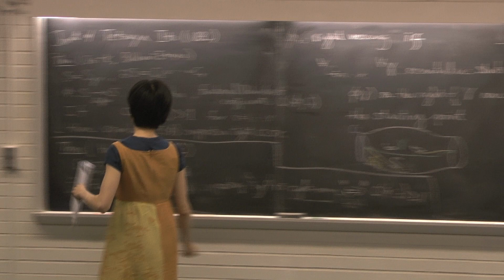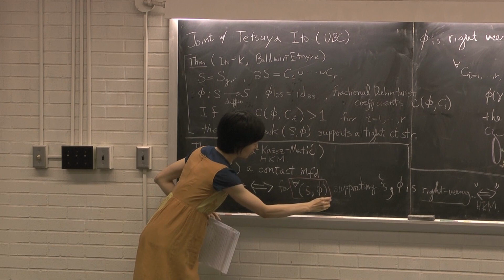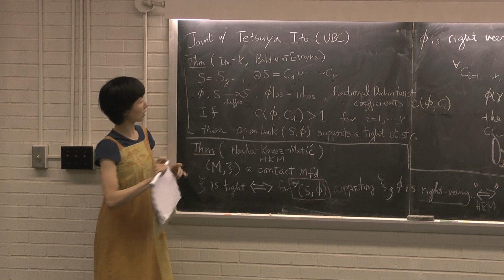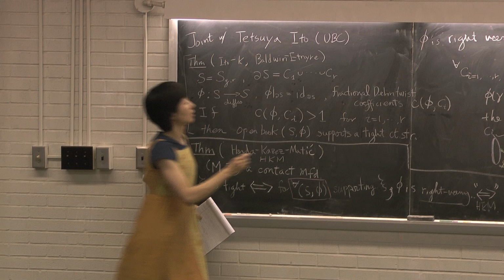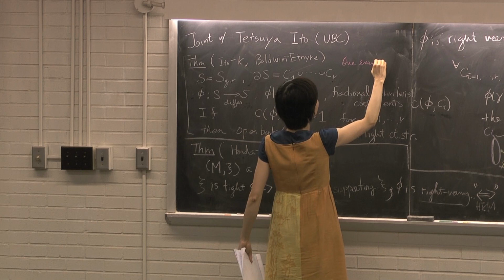So I want to emphasize that for Honda, Kazez and Matić, you have to check all the possible open books supporting the given contact structure. But for today's theorem, you just have to find one example of the open book.